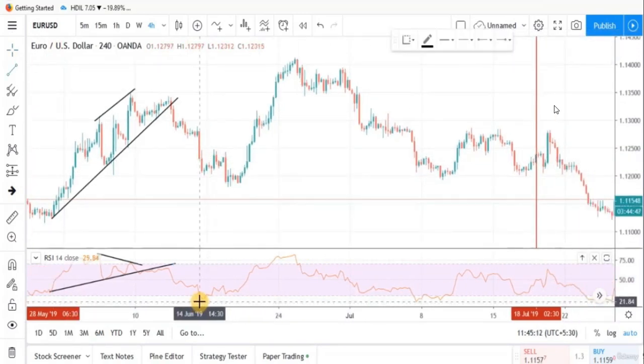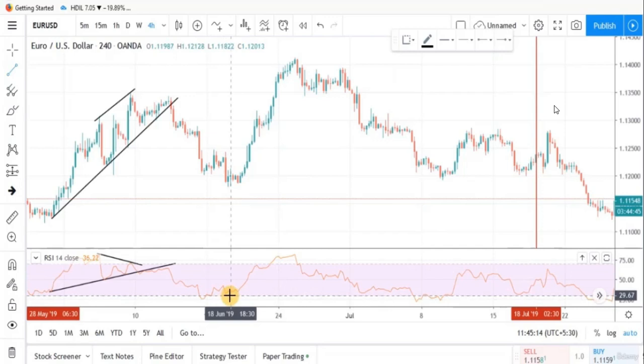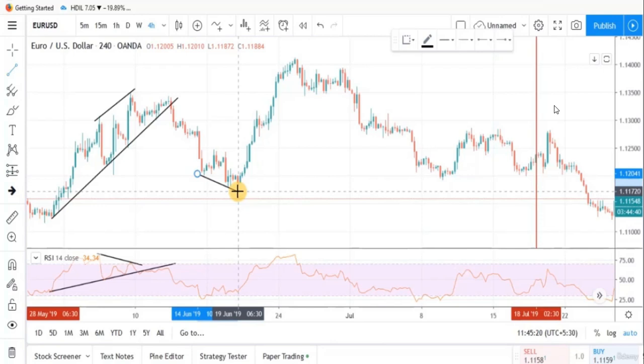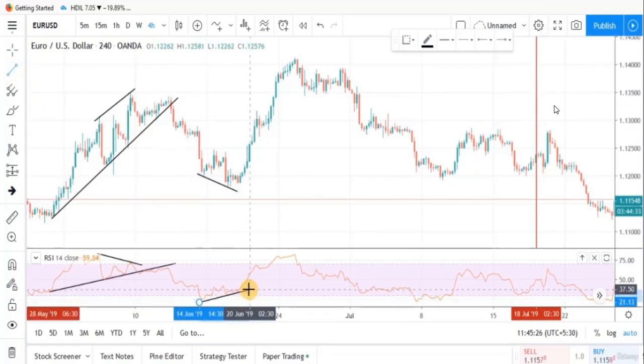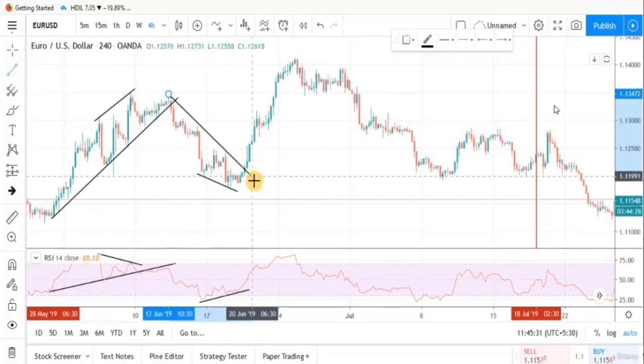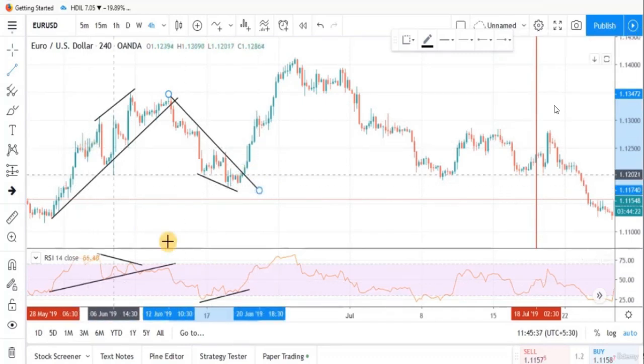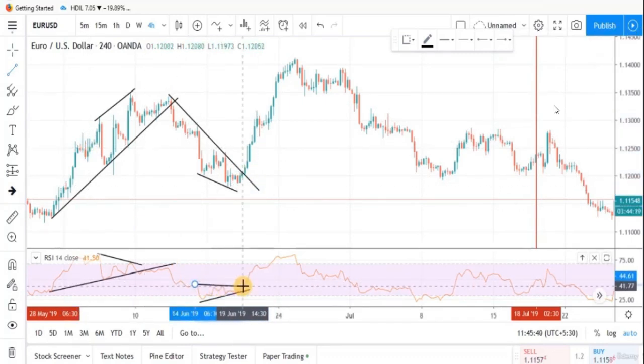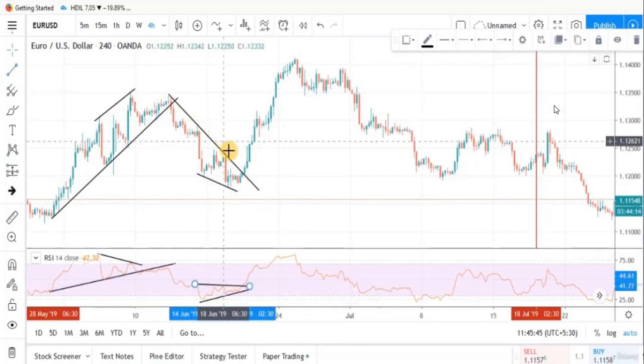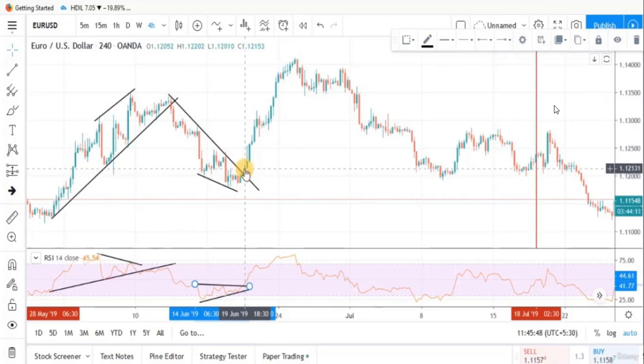Then here RSI is in oversold range and the second trough is going in upward direction, but prices are going in downward direction. So this is our bullish divergence signal. We will mark these divergence signals and we will also draw the trend line on price chart as well as on RSI's peak. So here RSI is breaching this line in upward direction and prices are going in upward direction here. So at this candle we are getting our buying signal. We can make our buy position here with bullish divergence signal.